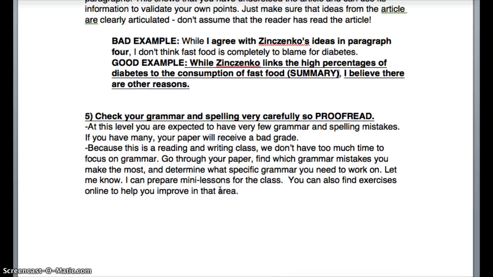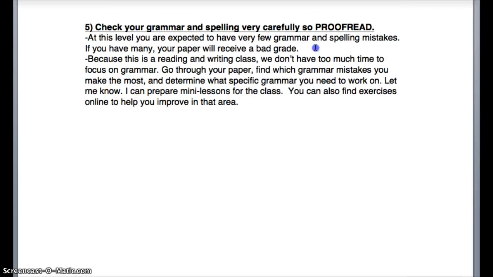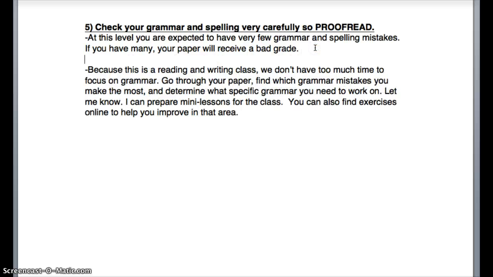All right, my last point. Very, very important point, everybody. Please check your grammar and your spelling very carefully before you turn in the paper. Proofread it. Read it over and over. Send it to a classmate. Have them read it. Give it to your husband or wife or boyfriend and girlfriend. Have them read it. Because at this level, you're expected to have very few grammar mistakes and few spelling mistakes. This is advanced reading and writing, okay?